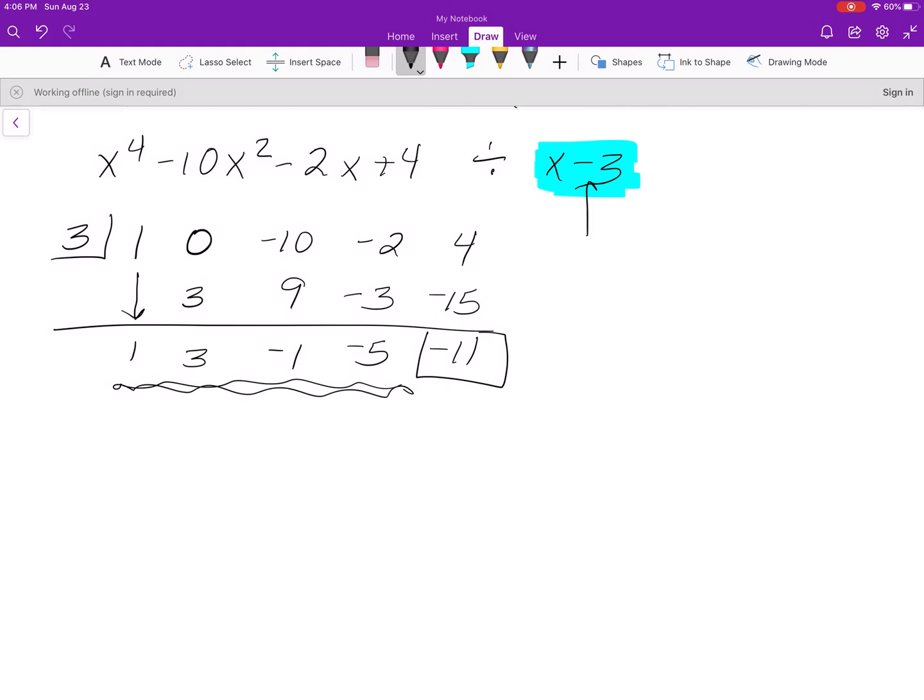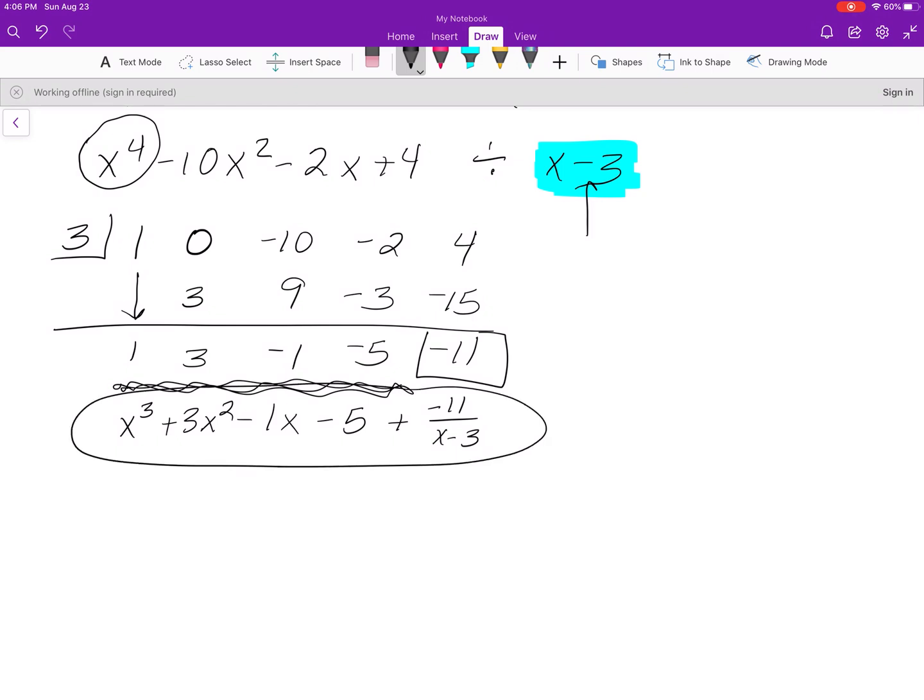Here's the coefficients to our answer. Now you're always going to have an answer that's one less as far as degree goes than the polynomial you started with. So this is going to be x to the third plus 3x squared minus 1x minus 5 with a remainder of 11. And remember, the remainder is a fraction over what you were dividing by. And we were dividing by x minus 3. Final answer, it's a beauty. X to the third plus 3x squared minus 1x minus 5 plus negative 11 over x minus 3. Kind of an ugly remainder.